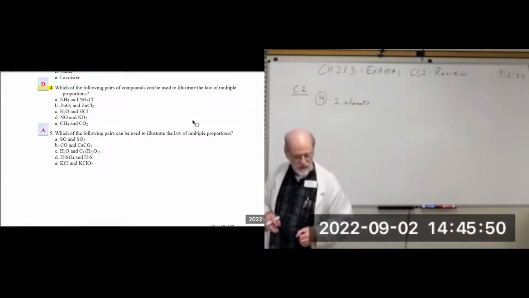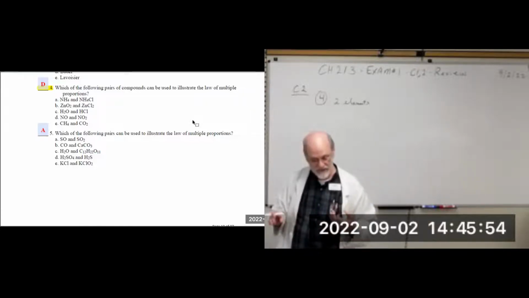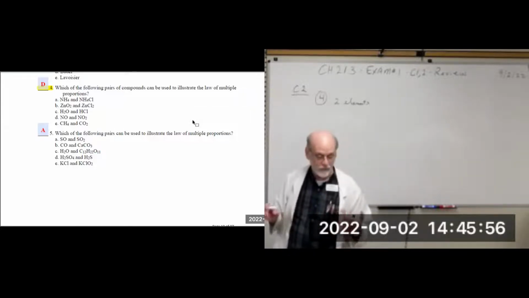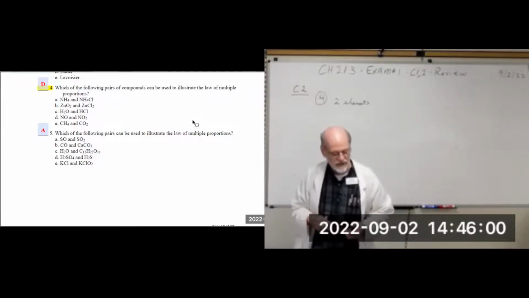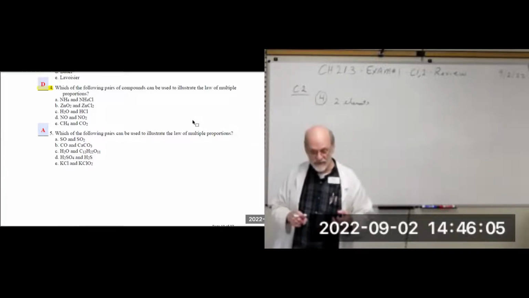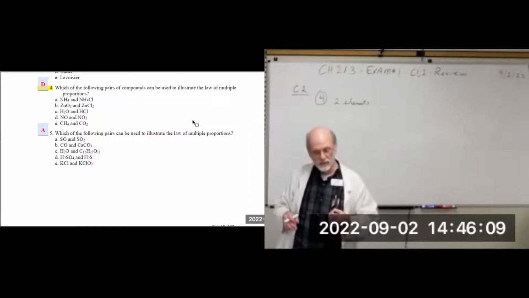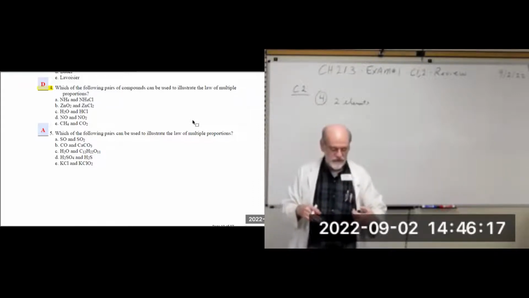Zinc oxide and zinc chloride. Right? Well, you have two elements in each one, but they're not the same two. So that won't work. How about water and hydrogen chloride? Nope. You got hydrogen in both of them, but you got oxygen in one and chloride in the other. That won't work because the law of multiple proportions references ratios of one of the elements to the first element.